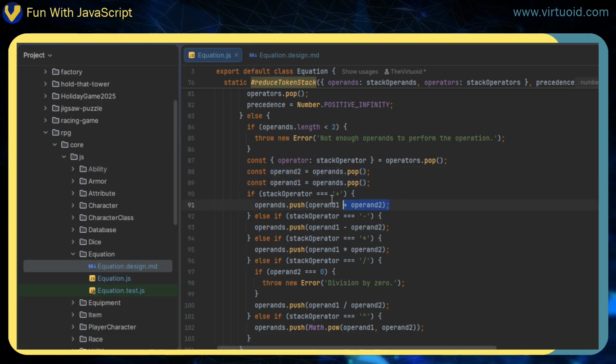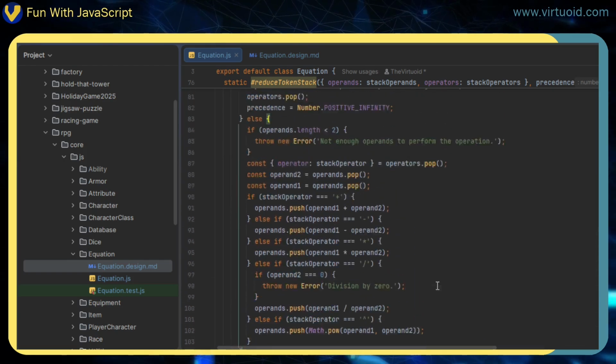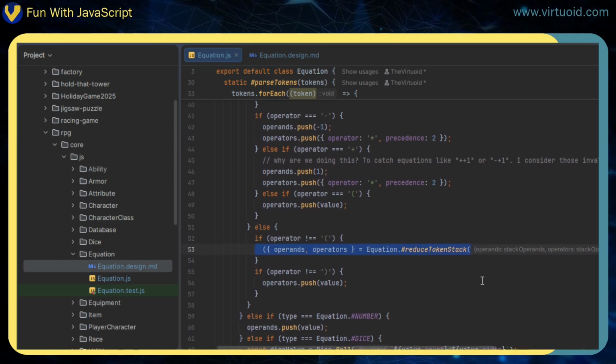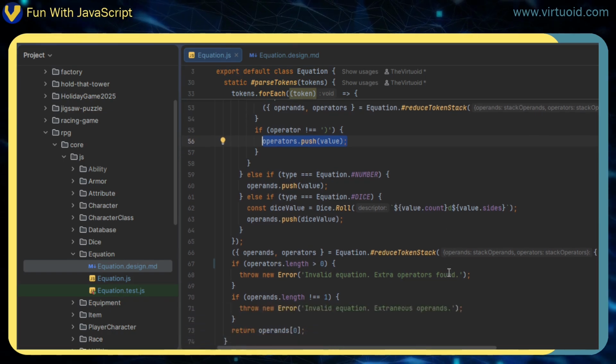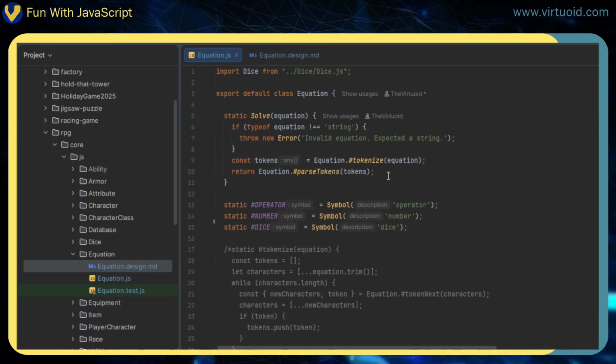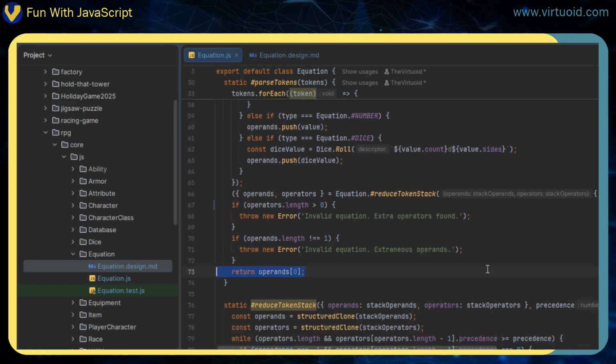And so it's very simple here. Here's our addition. Here's our subtraction. Here's our multiplication. Here's our division. And of course, we don't do a division by 0. And here's our exponentiation. And so that's pretty much all there really is to the reduce token stack. The key here is to reduce the token stack when we need to reduce it, to push the operator onto the stack if we need to, which we always do pretty much, and to reduce it one more time at the very end of the equation. And once we do all that, we just return the final value, because the final value is operands of 0. And that's it. And it works like a champ.